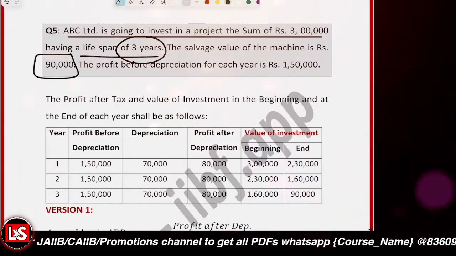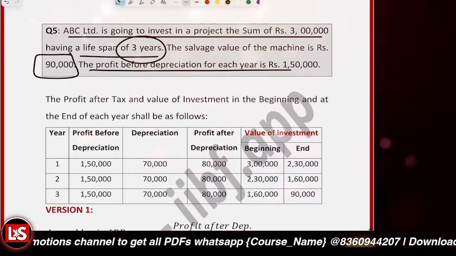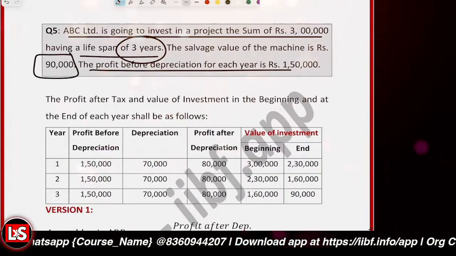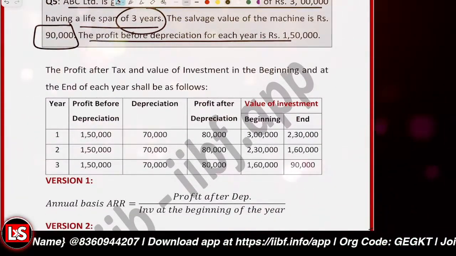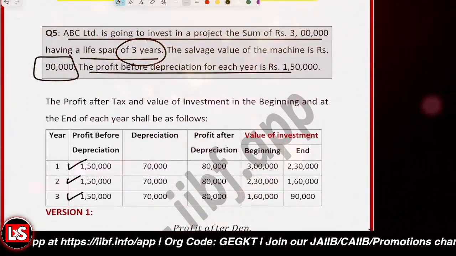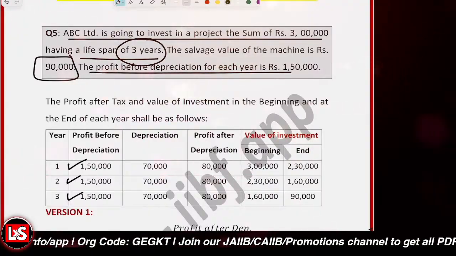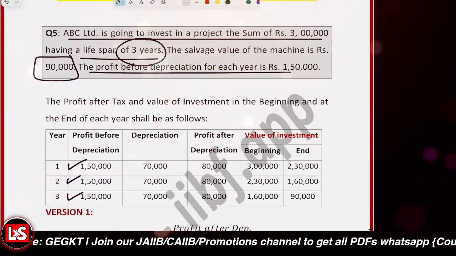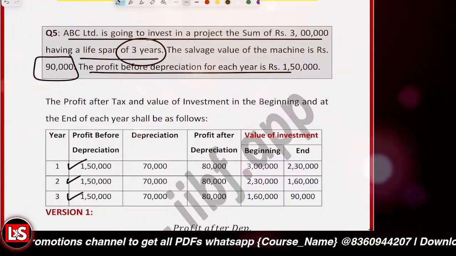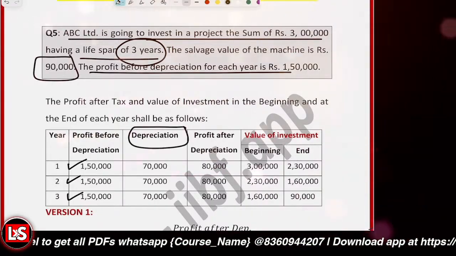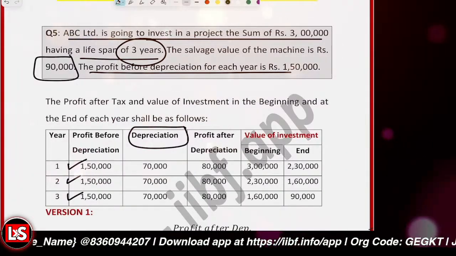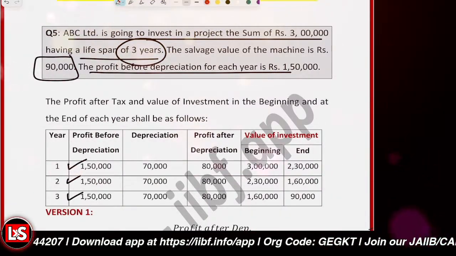Salvage value is given to be 90,000 rupees. The profit before depreciation for each year is 1,50,000. We are assuming the straight line method of depreciation, and in that scenario 3 lakh value will be consumed. But are we just assuming the depreciation here, or do we have it? It's already given in the question.